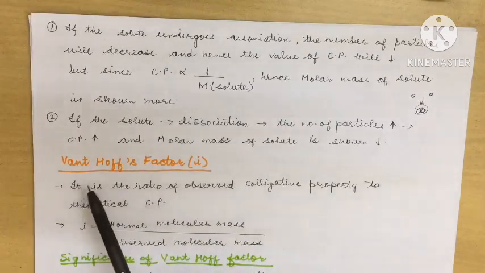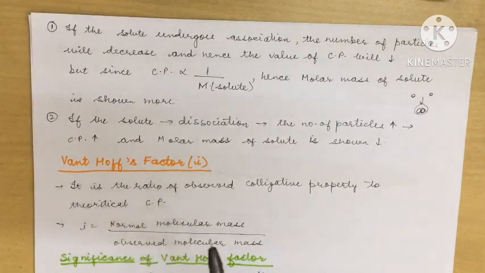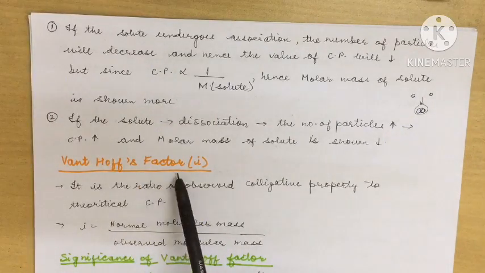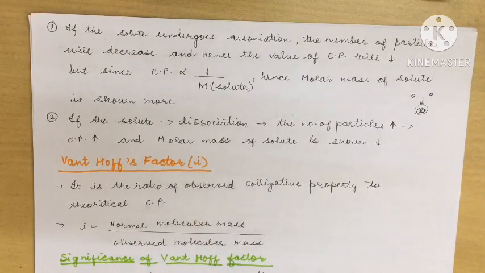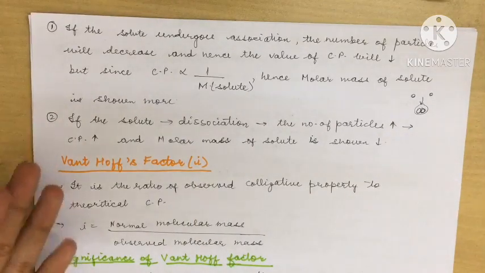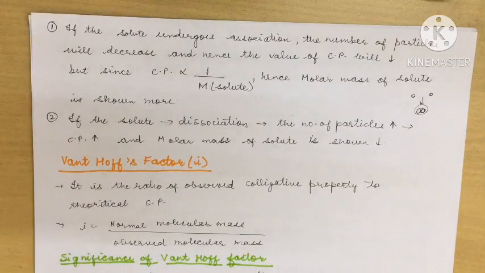Now we'll talk about the next concept, that is the Van 't Hoff factor. The Van 't Hoff factor is another important term which is denoted by i. Whenever we calculate the colligative properties, we will always get wrong values because the solutes are getting associated or dissociated. So is there any chance to calculate the correct molar mass of solute using the colligative properties even if they are undergoing association or dissociation?